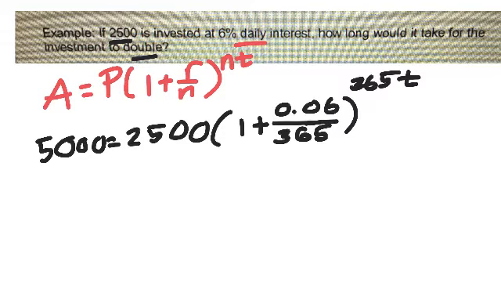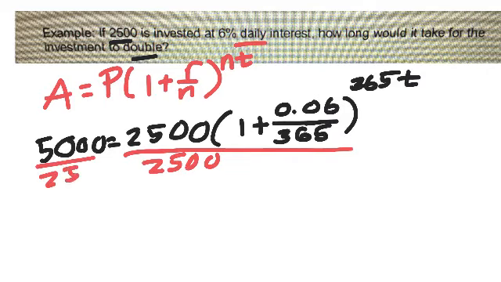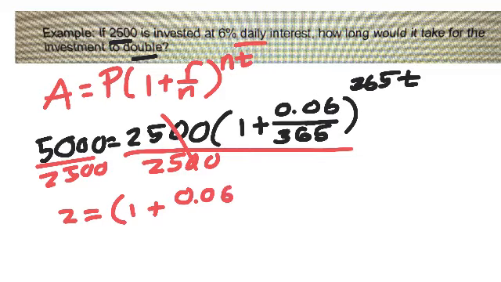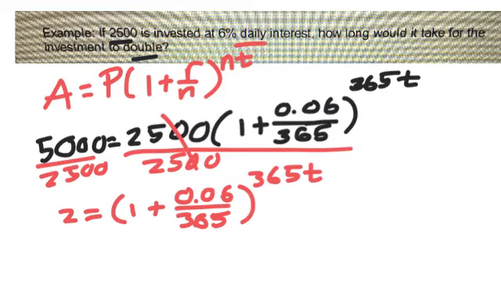So now I have a variable stuck in an exponent. So I want to isolate that power, and then I'm going to use my logarithms to get it out of the exponent. So I would divide by 2,500 on both sides first. That's going to give me 2 equals 1 plus 0.06 over 365 raised to the 365 T.